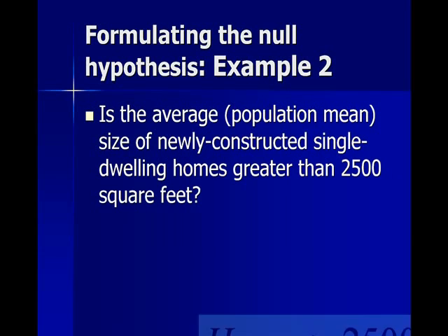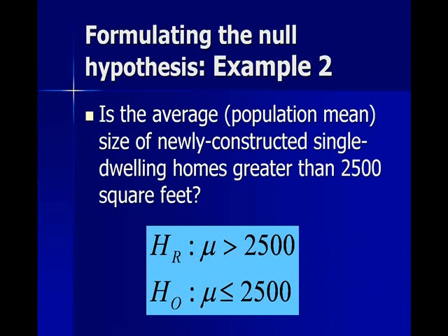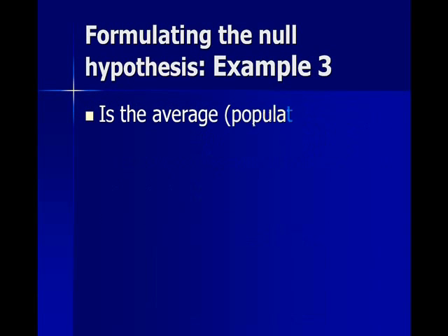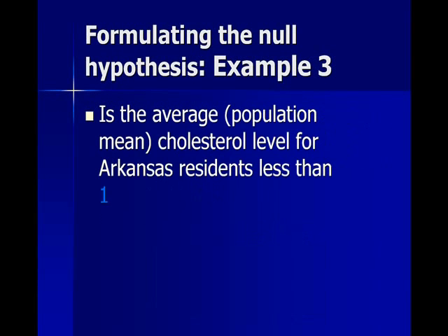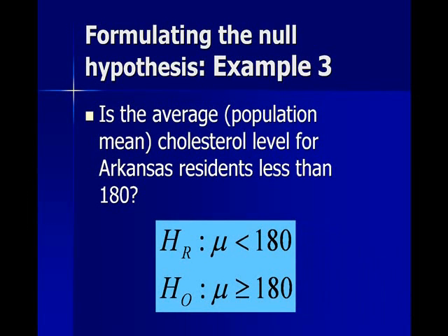Remember, our research hypothesis was mu greater than 2,500. H0 is either mu less than or equal to 2,500 or mu equal to 2,500. Is the population mean less than 180? So our null hypothesis will be mu greater than or equal to 180. Just the complement, making sure you have an equal sign. Of course, it could just be mu equal to 180. And again, that's what we're going to use when we actually calculate p-values and test statistics and so on.